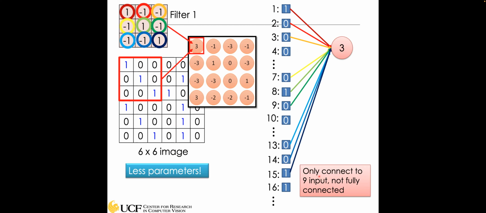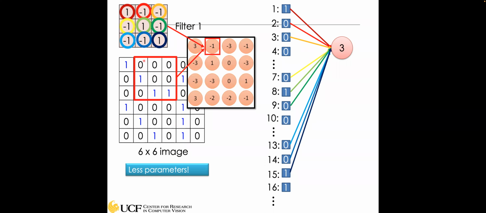So that means we have fewer parameters compared to the fully connected layer. This neuron will connect to all 36 input nodes, but for the convolution, this neuron only connects to 9. So that's fewer parameters. And because in convolution the same filter slides across the image, the same set of parameters slides across this image. In the next position, we get another output, connecting to these 9 inputs.